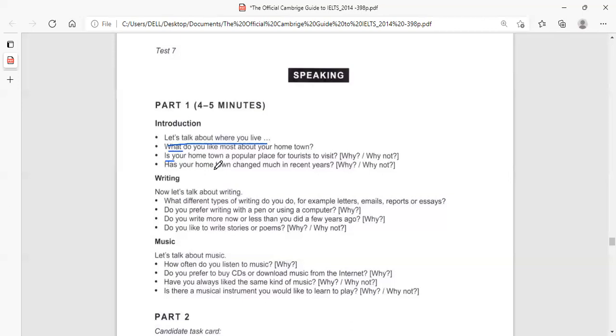So if you say that you like, what do you like most about your hometown, and you say that I'm very fond of the temples. Why? Why are you so fond of the temples? What is so good or what is so special about the temples?